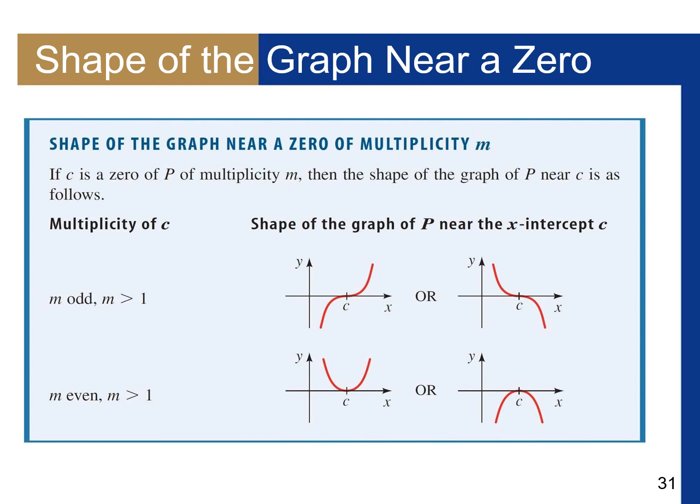Okay, so if m is odd, the multiplicity of c, so if m is odd and m is bigger than 1, it's either going to look like this or it's going to look like this. If m is even and it's greater than 1, then it's going to touch here and it's going to stay on the same side, or touch here and stay on the same side. So let's take a look.